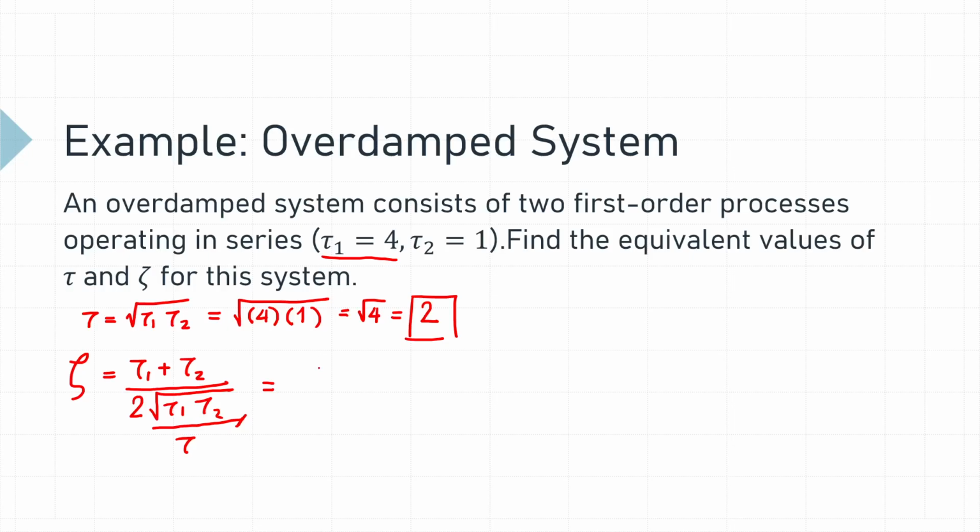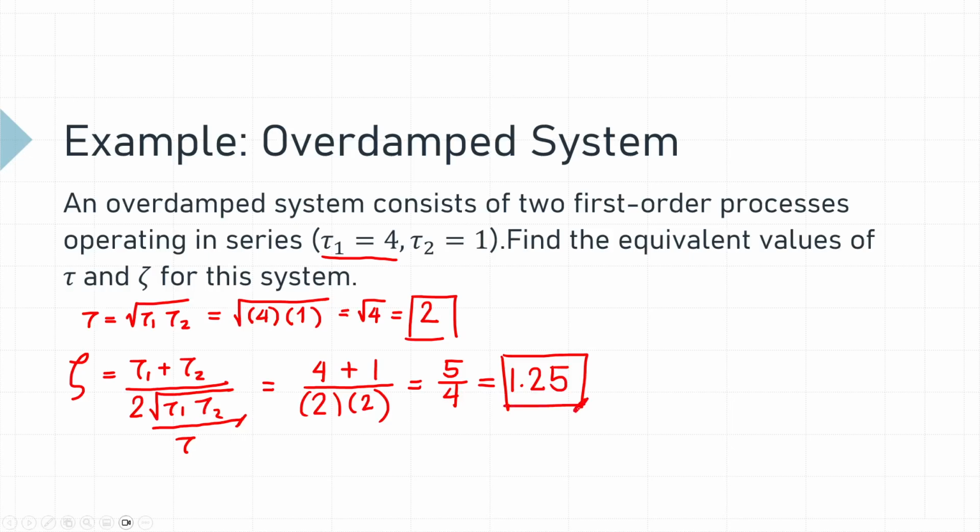This is equal now to 4, that's the first tau, plus 1, all over 2 times the overall tau, which is also 2. So that's 2 times 2. Now this should give you 5/4, or in decimal, around 1.25. This is your damping ratio. All right, and that is exactly how we solve these problems.